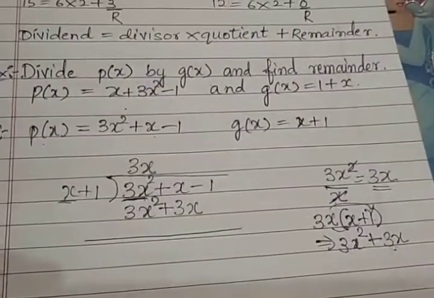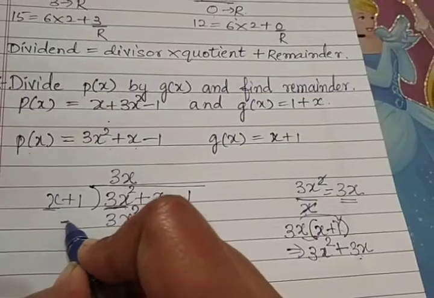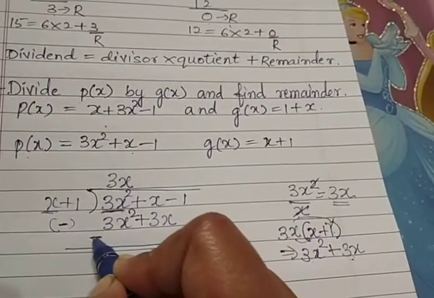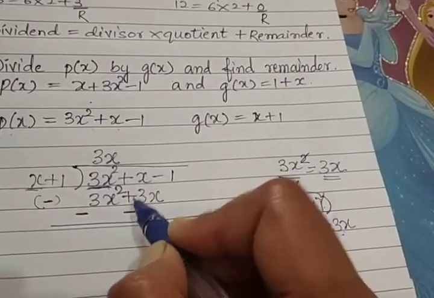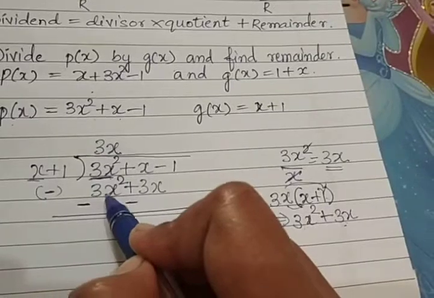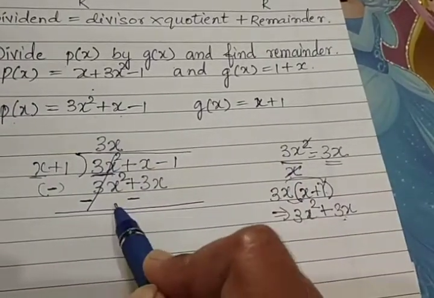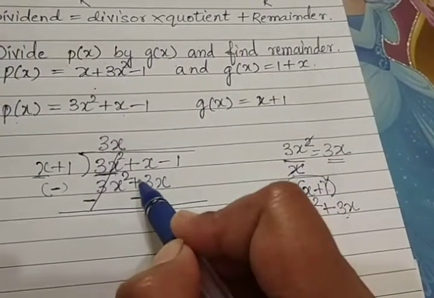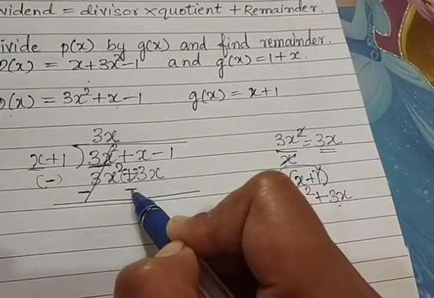While subtracting algebraic expressions or polynomials, we change the sign. This has a positive sign, so it will change into minus. This also has a positive sign, so it also will change into minus. 3x square minus 3x square gets cancelled, it becomes 0 here. Now x minus 3x. The plus sign has gone and 3x now has become minus.